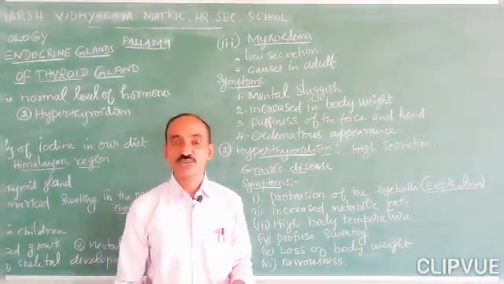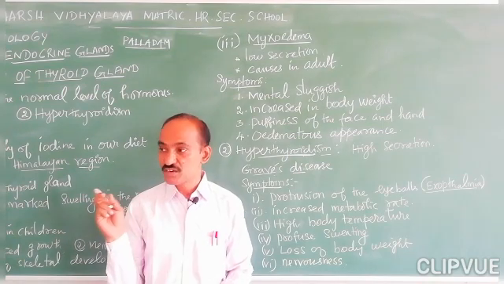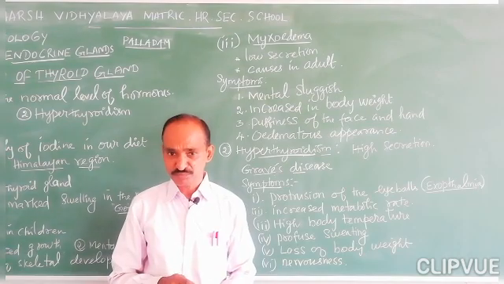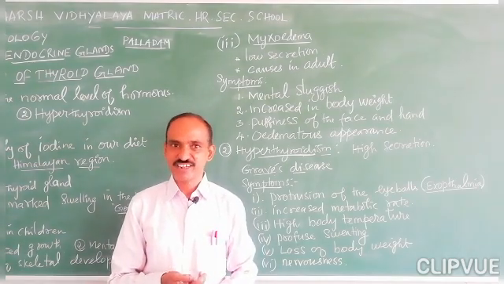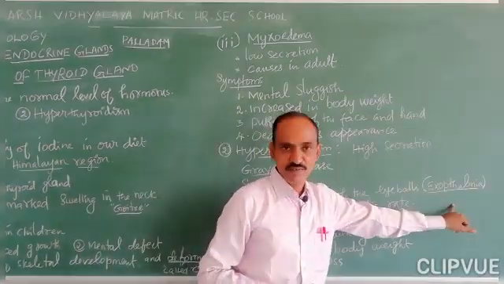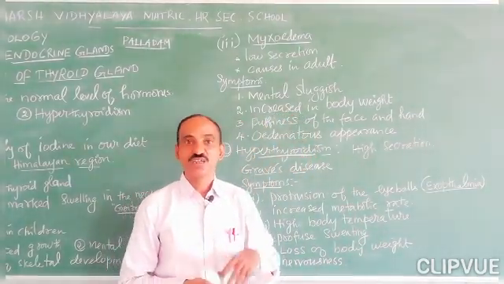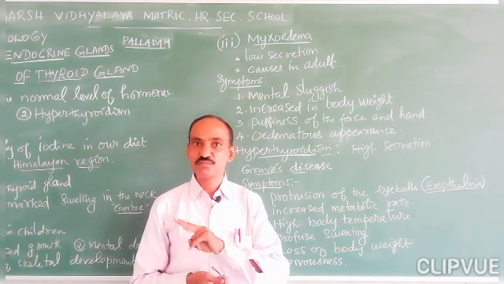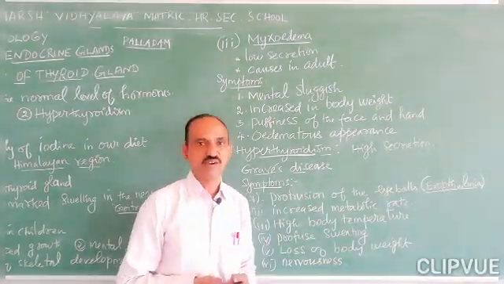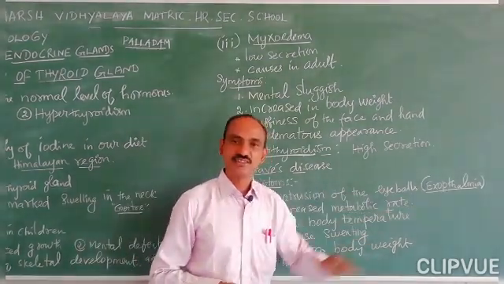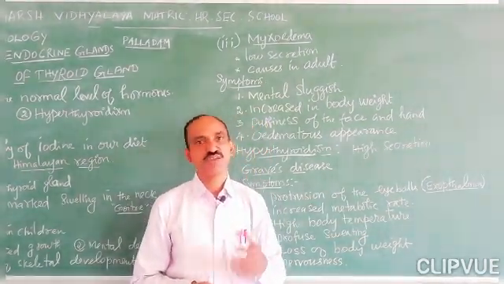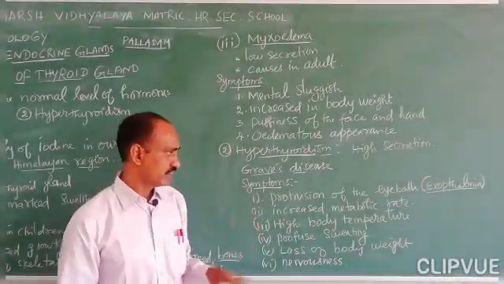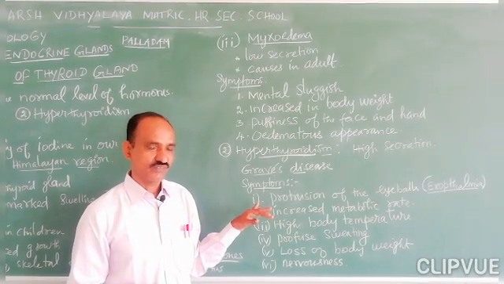or exophthalmic goiter. Simple goiter, exophthalmic goiter. Simple goiter is due to hyposecretion of thyroxine, but this exophthalmic goiter is due to hypersecretion of thyroxine hormone. It is very important, simple goiter and exophthalmic goiter. Exophthalmic goiter is mainly due to hypersecretion of thyroxine hormone.